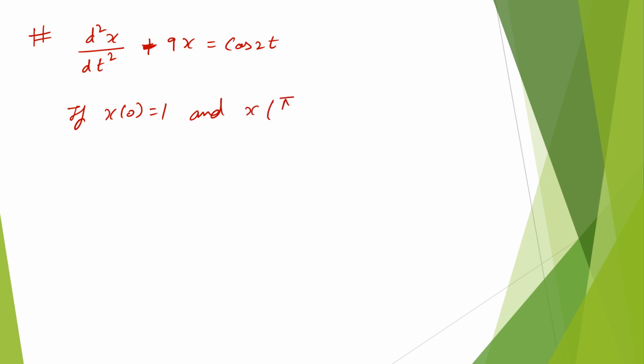Now from the practice point of view, I recommend you to solve this question: d²x/dt² + 9x = cos 2t, if x(0) = 1 and x(π/2) = −1. You have to find the solution of this problem.